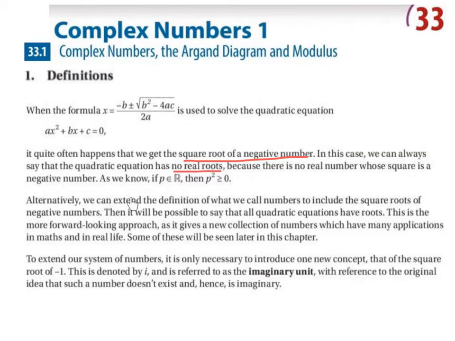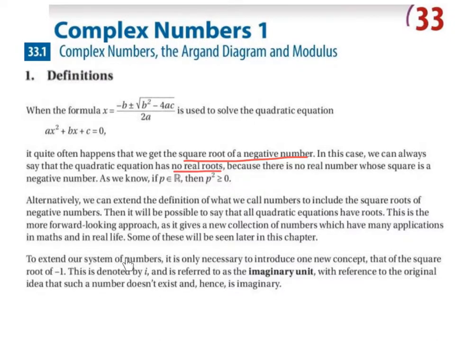Alternatively, we can extend the definition of what we call numbers to include the square roots of negative numbers. Then it will be possible to say that all quadratic equations have roots. This is the more forward-looking approach, as it gives a new collection of numbers which have many applications in maths and in real life. Some of these will be seen later in this chapter.